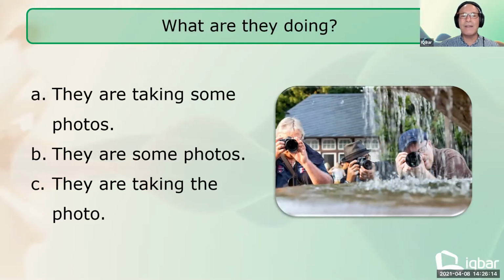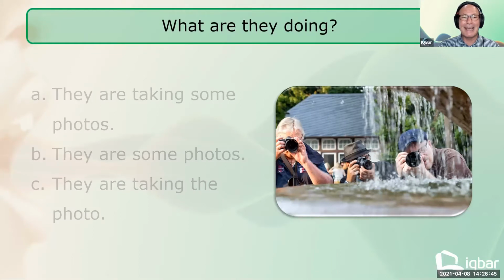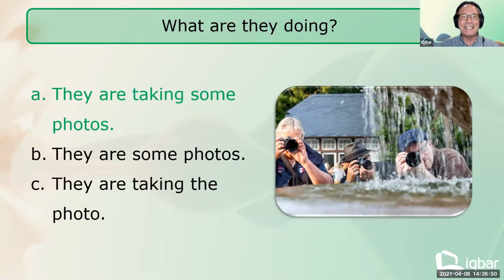Now, what are they doing? Tammy, do we have a poll? No, we don't. Sorry, we don't have a poll. What are they doing? They are taking some photos. B, they are some photos. And they are taking the photo. And what is the correct option? It is they are taking some photos.